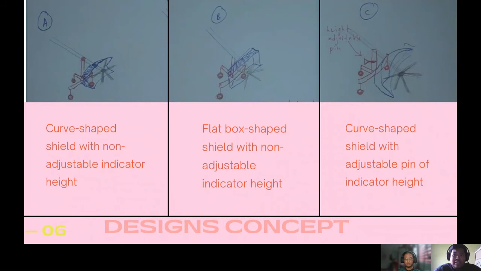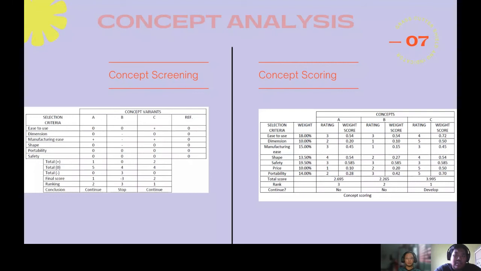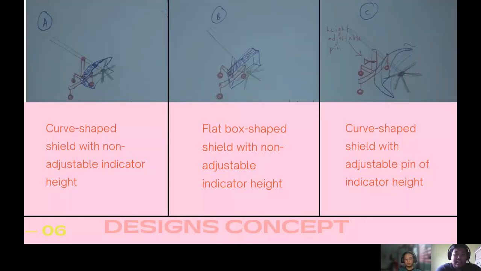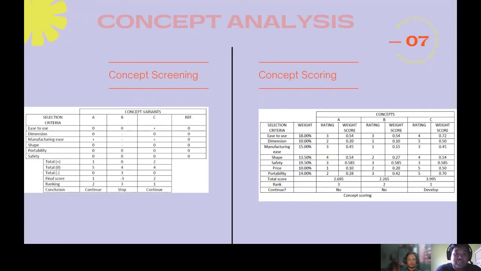And lastly, design C has a curve-shaped shield, which is a bigger curve-shaped shield, with an adjustable pin to adjust the indicator height. So from design C, we can see there is an adjustable pin that we can use to adjust the indicator height. Okay, next, I will explain the concept analysis.